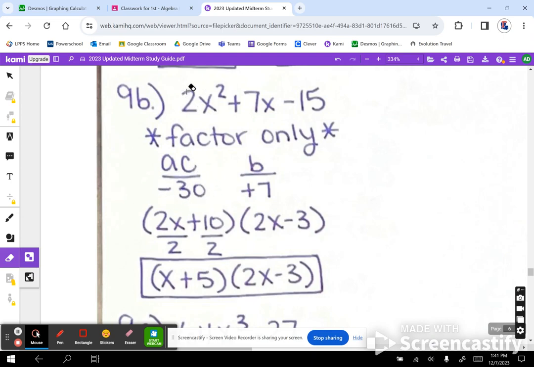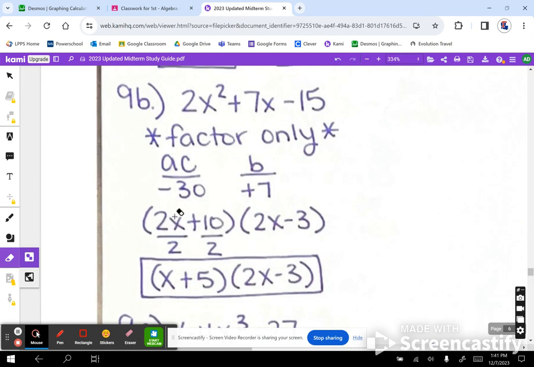You follow these steps only if your coefficient in front of x squared is not 1. In this case, it's 2. So what two numbers multiply to negative 30 but add to 7? 10 and negative 3 multiplies to negative 30, but 10 minus 3 is 7. Now, when you set up your two binomials, it's not just x minus 30 and x plus 7. It's 2x, your AX, 2x plus 10 and 2x minus 3.